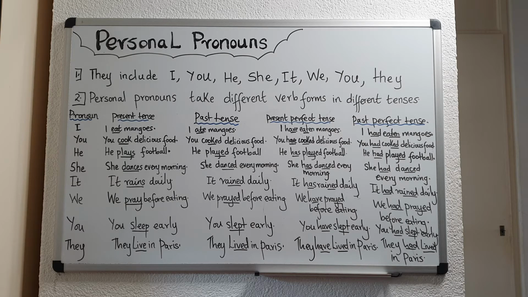So eat is the first form of the verb, ate is the second form of the verb, and eaten is the third form of the verb. So eaten, you simply add en, and that is because eat is an irregular verb. So it becomes eaten. I have eaten mangoes. Now, what happens in the past perfect tense? Then it becomes I had eaten mangoes.